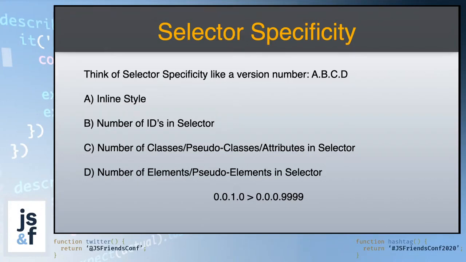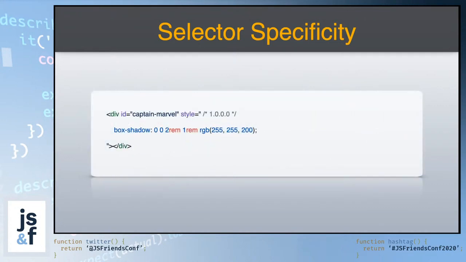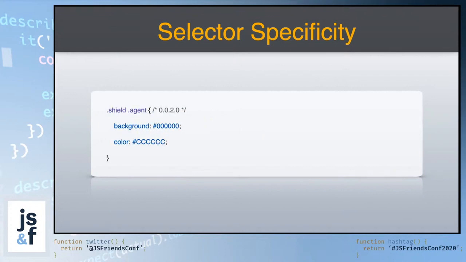So let's take a look at some examples. Here in this div where we're using inline styles, we have the maximum possible specificity of 1.0.0.0. Next, we just have a selector with two classes, 0.0.2.0. And over here, we're leveraging an element with a class, giving us a 0.0.1.1. And then over here, we have an ID giving us 0.1.0.0. And then chaining a class onto an ID gives us 0.1.1.0. These all seem pretty straightforward and simple, but let's look at something a little bit more complex.